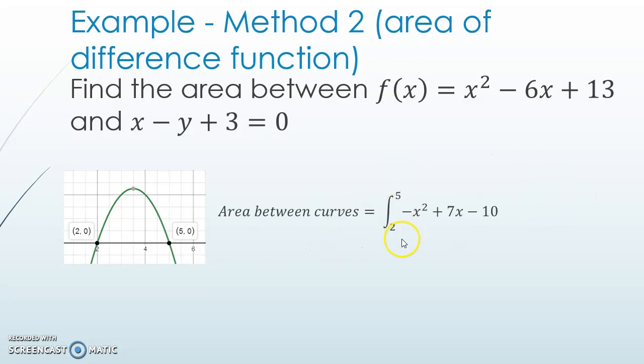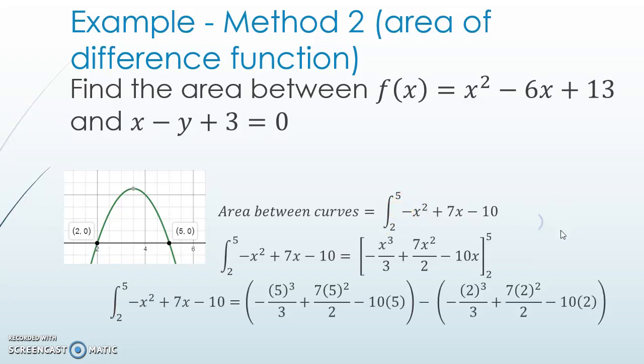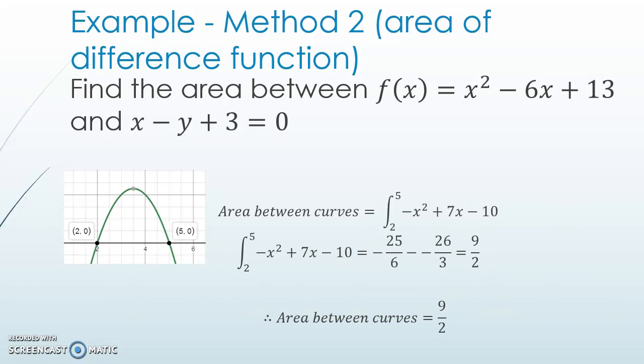So you're just using the definite integral between x equals 2 and x equals 5 of that difference function. Find the integral, substitute x equals 5 and x equals 2 in, as we normally do when we have our definite integrals, and we come up with that same area. So the area is 4.5 again. So there's two methods you can use. Doesn't matter which one you use.